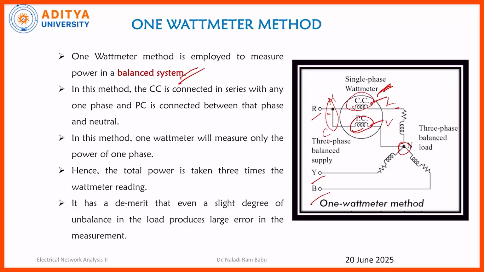The major disadvantage is that it produces a large error. That means in the measurement of power, this 1 wattmeter method produces a large amount of error when compared to the 2 and 3 wattmeter methods. Moreover, this is not suggestible because of its error ratio.